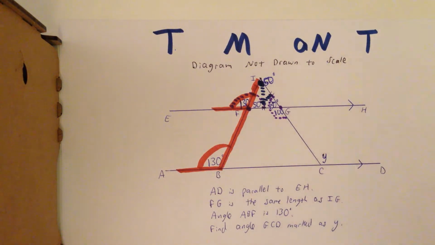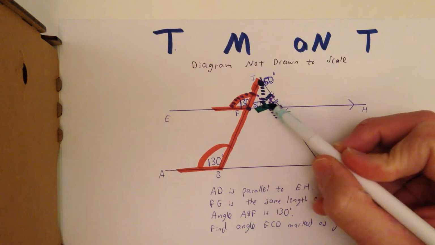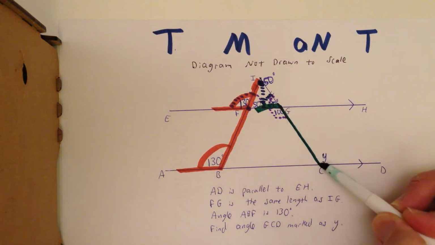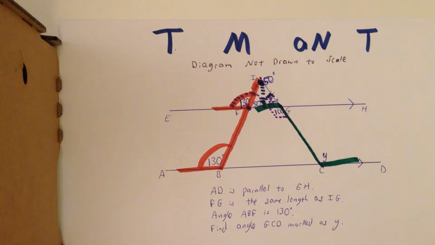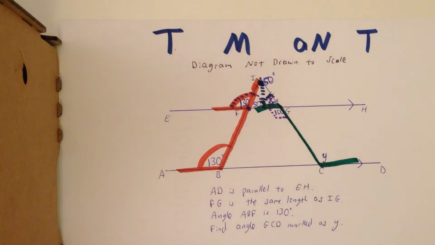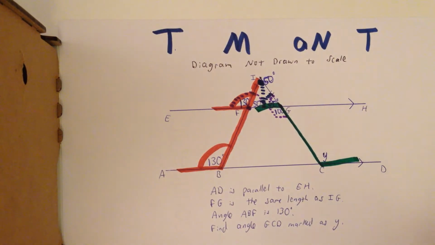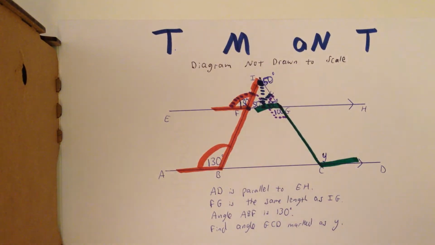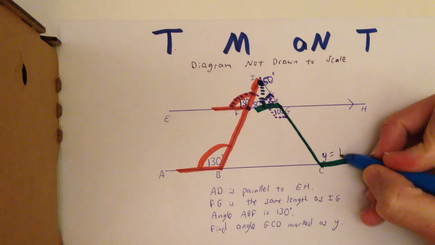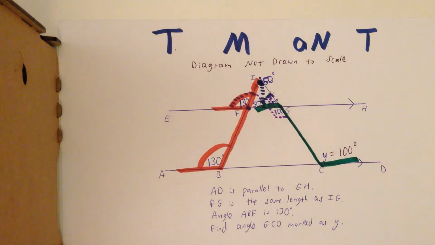We're nearly there. We've nearly got to the Y value. So I can see we've got a Z. I think back to Father Christmas, reading his book from A to Z. So I know this is an alternate angle. Alternate angles are equal. So I know this must be 100 degrees.